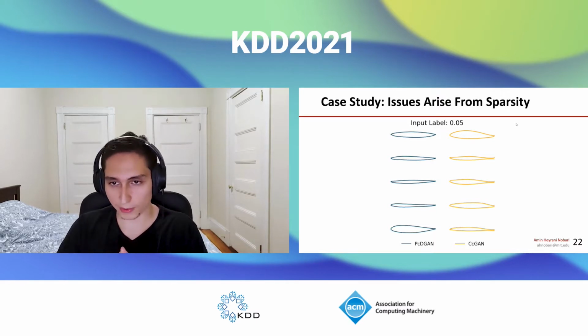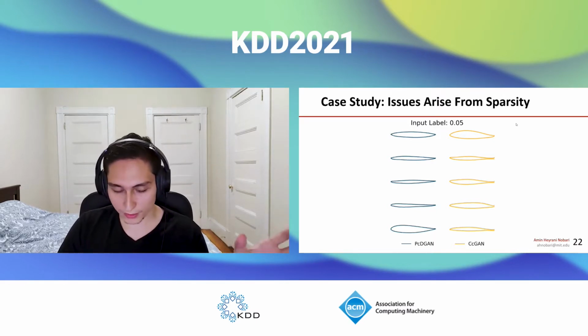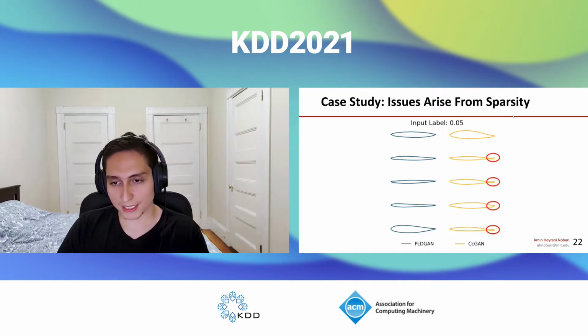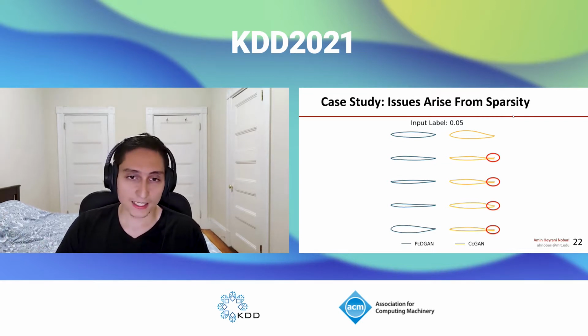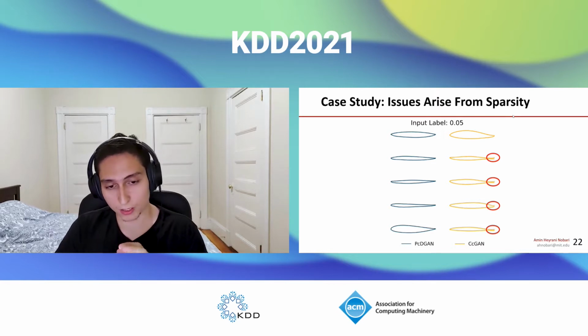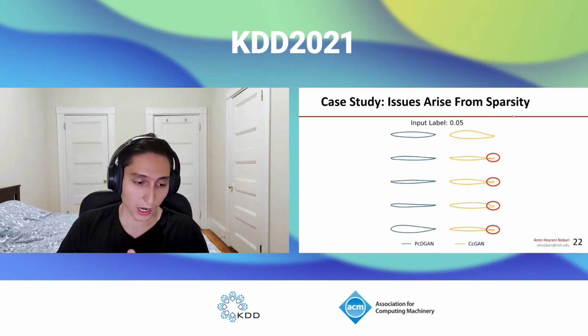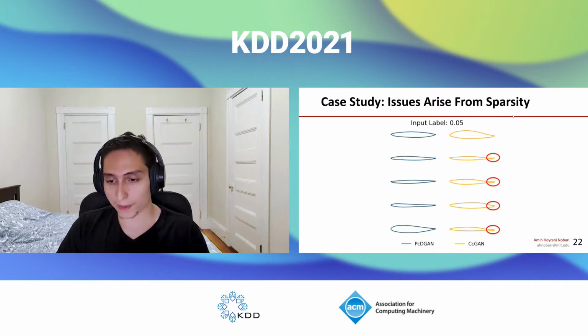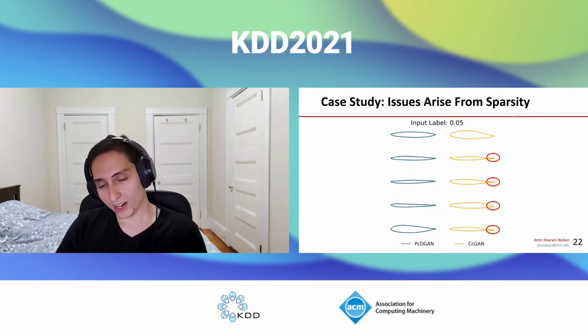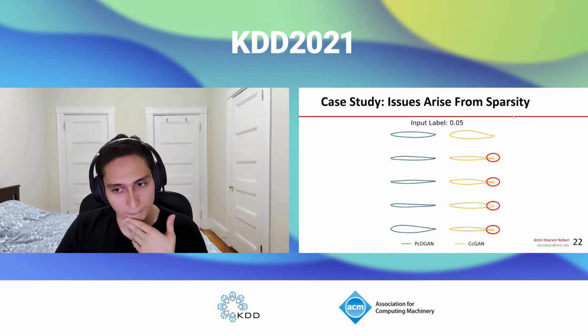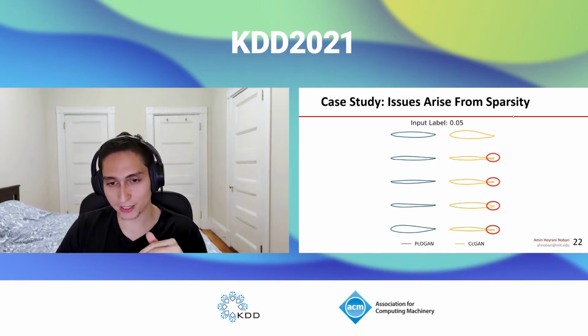So for example, here we have an input label that's very low on the low end of the condition space. What we see is that CcGAN has failed to generate high quality samples with the trailing edge of the airfoil being open, which is physically invalid. This is something we address with our singular sample selection as well, because we select labels not based on the data, but rather uniformly across the label space. And by doing this, we are able to avoid these low quality samples to some extent.